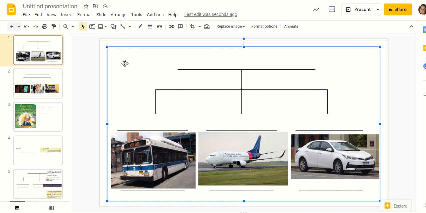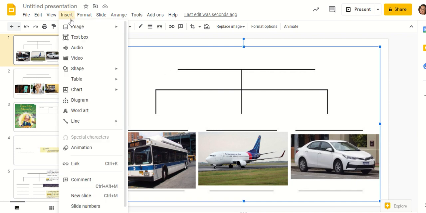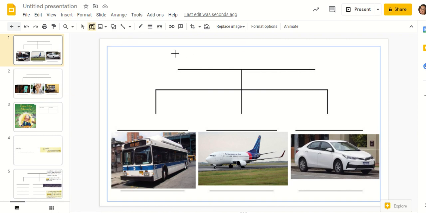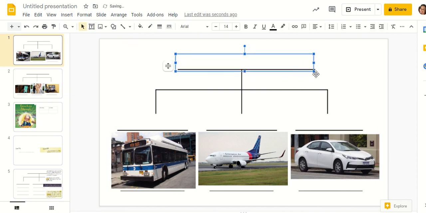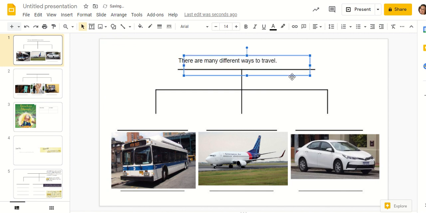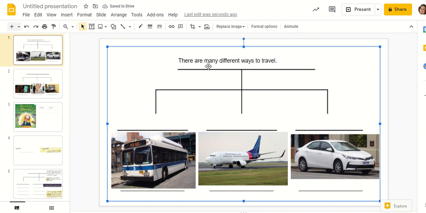So basically, from these pictures, what I was trying to get you to think is how these three pictures represent, and I'm going to put the main idea here, or the central idea of these three pictures: there are many different ways to travel. So that would be the central idea of these photographs. There are many different ways to travel. And these pictures below would be the supporting details, proving that there are many different ways to travel.